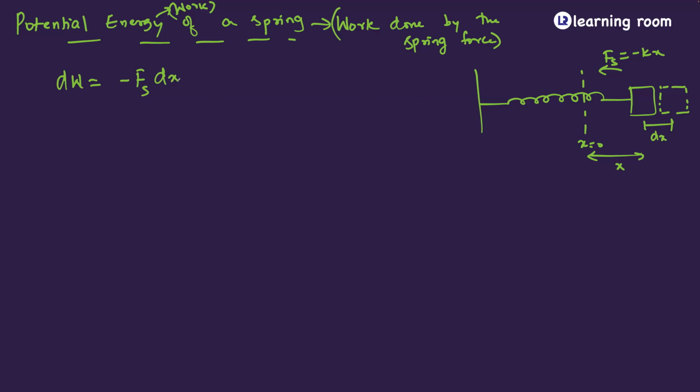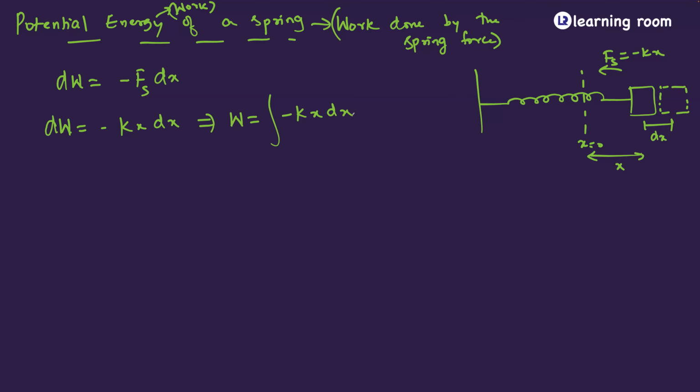Am I right? So we know that work done is equal to force into displacement, but here the work done is going to be a small amount of work, that is dW. So dW will be equal to minus Fs into dx, right? What is the value of minus Fs? It is minus kx into dx. Now, for me to find the total work done, I need to integrate it. So when I do the integration, I get W is equal to the integral of minus kx dx.